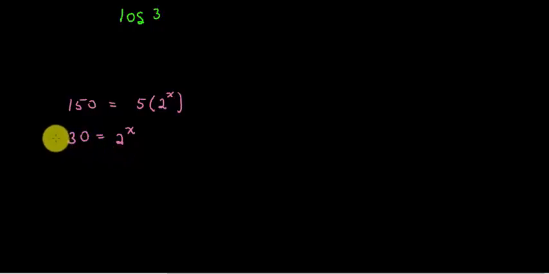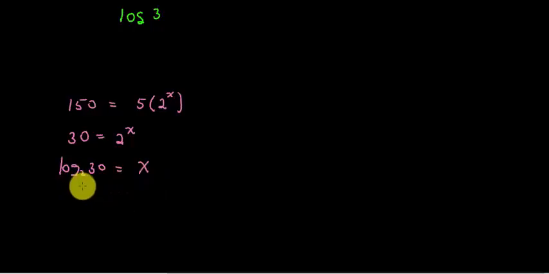And so I'm just going to take the log base 2 of both sides. And so when I take the log base 2 of 30, well, that's equal to log base 2 of 2 to the power of x, which then just has to be x. Right? And so now I have log base 2 of 30 is equal to x.